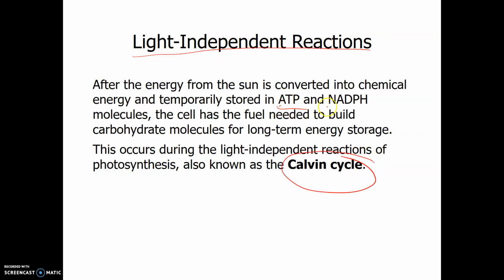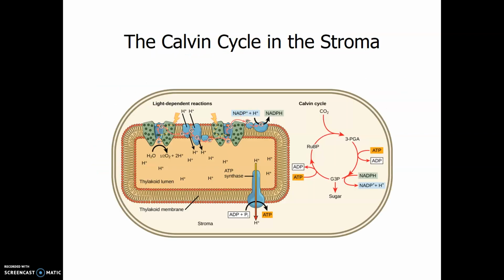So the ATP and the NADPH that are accumulated during the light dependent reactions are used as fuel by the Calvin cycle reactions. And the Calvin cycle reactions occur in the stroma, whereas the light dependent reactions occurred on the thylakoid membrane. So the Calvin cycle reactions are shown here. Basically, carbon dioxide is the carbon source, and that carbon dioxide is combined with RuBP, and RuBP contains 6 carbons.